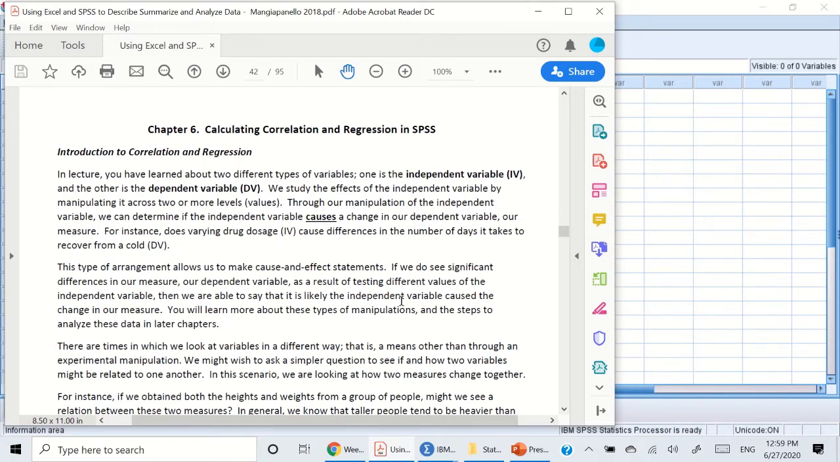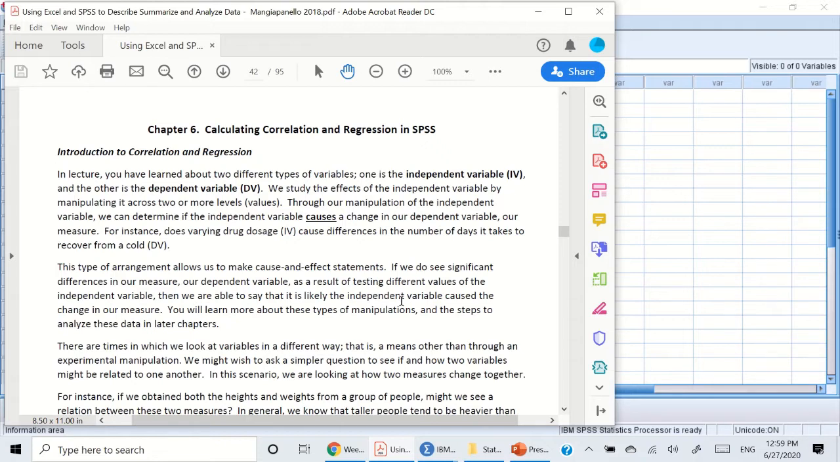Okay, now you can read this introduction to correlation and regression. I'm not going to go through all of it, but basically correlation and regression is all about two variables. There is no such thing as independent versus dependent variable. They're both just variables. So in both variables, when one goes up, what happens to the other one? Okay, so this is correlation. You're not trying to establish a cause and effect relationship in correlation and regression.